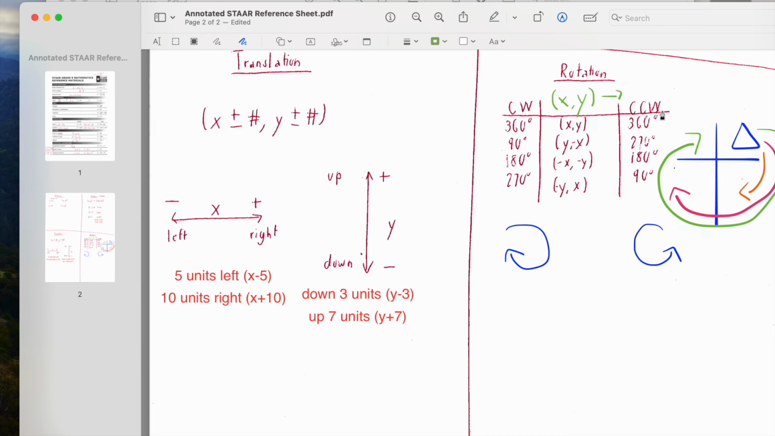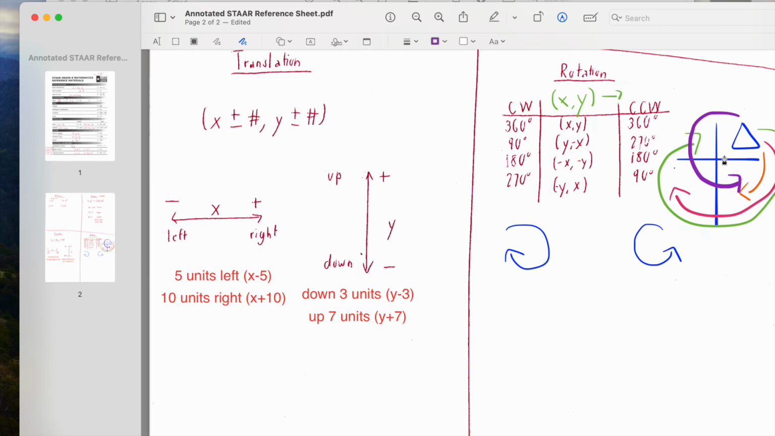Then we have to remember that counterclockwise is the opposite. Counterclockwise of 360 is the same thing as clockwise of 360. Counterclockwise of 180 is the same thing as clockwise of 180. But for counterclockwise of 270, let's say I went 270 degrees starting here, but instead of going clockwise, I'm going counterclockwise. So this would be 90, this would be 180, this is 270. That is the same thing as going clockwise 90 degrees, which is why these two rules are the same. And again, counterclockwise of 90 degrees is the same thing as clockwise of 270 degrees for the same reason.